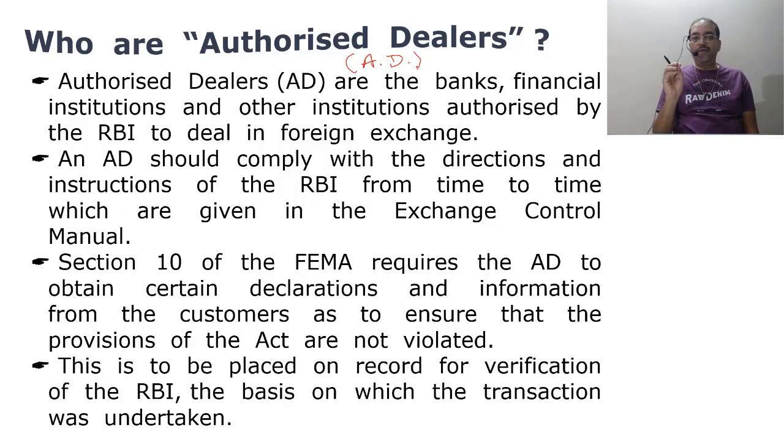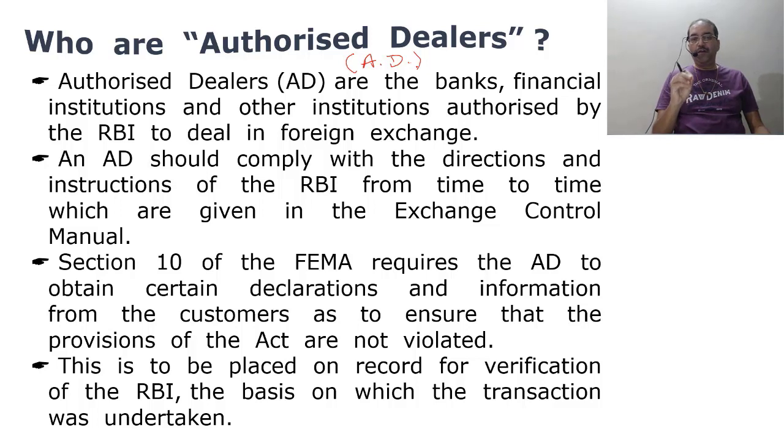Then we have section 10 of FEMA, which requires that whenever a customer purchases foreign currency or sells foreign currency to us, the authorized dealers, some declarations have to be made, because the customer has to say from where he has got the foreign currency. The customer has to state why he requires foreign currency. So that information has to be collected by these authorized dealers. They are not just simply people who are authorized to buy and sell. They have to take details, okay, and they have to take declarations from the customers who are coming to their counters to purchase or sell foreign currency.